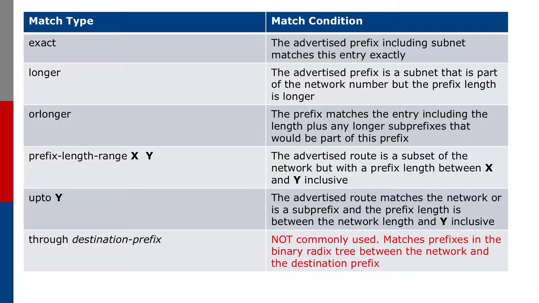You can also say prefix-length-range, and you give it X and Y, and that means the advertised route has to be a subset of the network, but the prefix length is going to be anywhere between X and Y inclusive. Or you can say upto Y, which is very similar to the previous one. In this case, the advertised route matches that particular network that you specified, or it's a sub-prefix, but the prefix length has to be the network that you specified earlier all the way up to the length of Y inclusive. There is also a through match type, which is not used a lot, as noted on the slides, so we shall not spend a lot of time on this one.